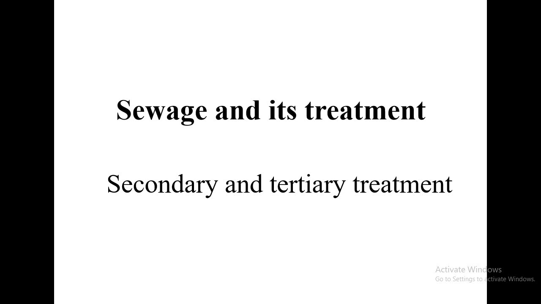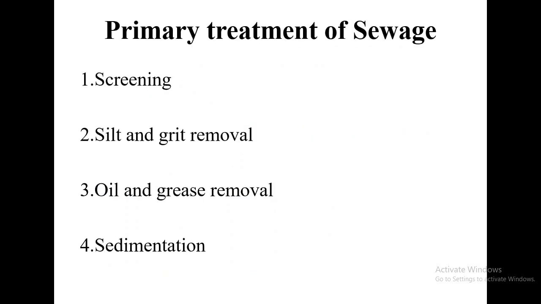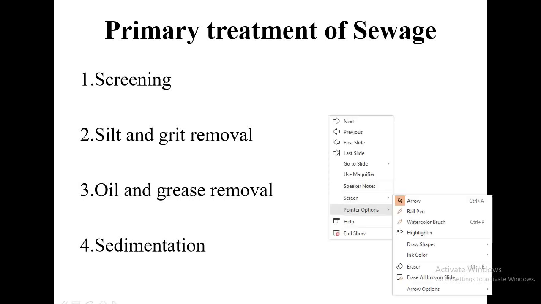In this class, let us study something about secondary and tertiary treatment of sewage. In our previous class, we discussed something about sewage and primary treatment. Now, primary treatment basically consists of four steps or four methods: screening, silt and grit removal, oil and grease removal, and sedimentation.